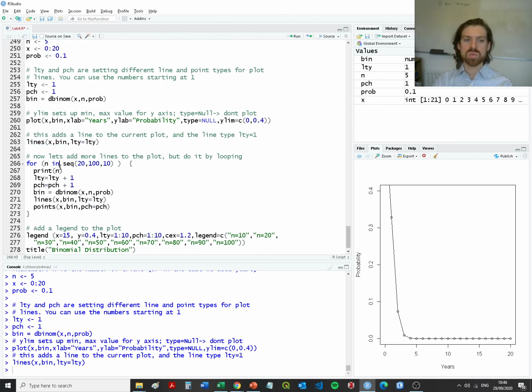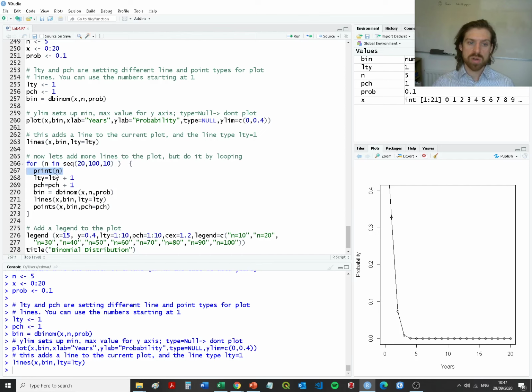But let's just think about this where we start to use the for loop. And we add more lines to the plot to see how the binomial distribution changes as we change a certain parameter based on the for loop. So when we specify the for loop here, we're saying for n in sequence, we're going to begin with 20, we're going to end with 100, and we're going to go up in 10 increments. So the first number will be 20, the second number will be 30, the third number will be 40, and we're going to go all the way up to 100.